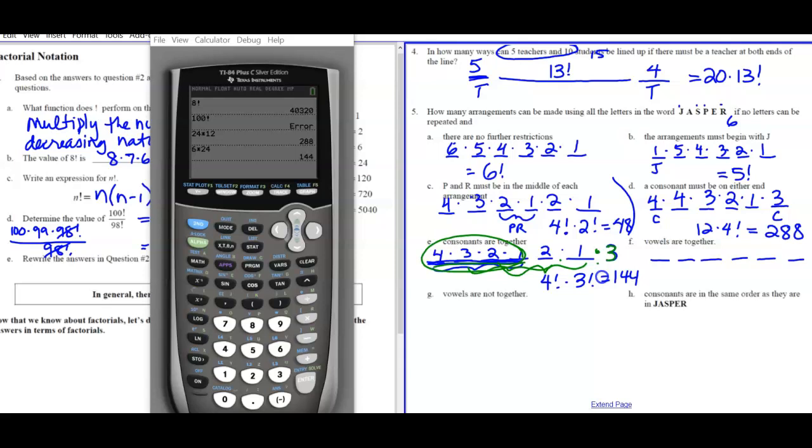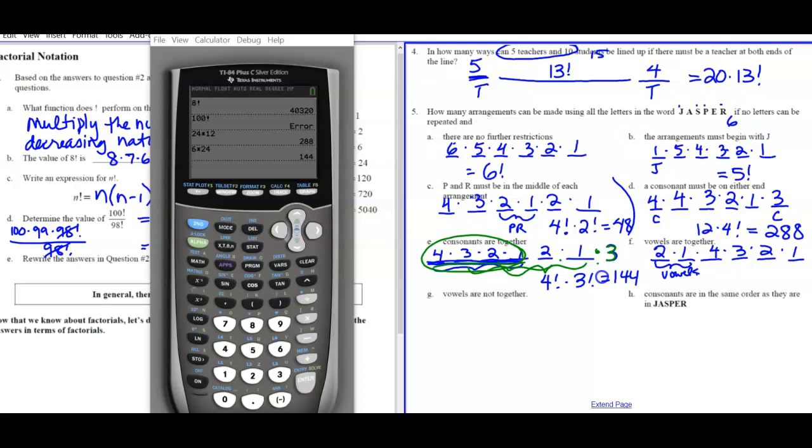So this was consonants together, now the vowels have to be together. So I'll group those. These are vowels. Okay, so there's 2 vowels to arrange them. It's just 2 ways, A and E or E and A. Now, then the consonants, obviously 4, 3, 2, 1. But this would be your answer if it says start with the vowels.